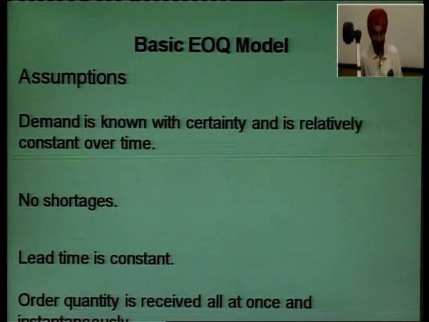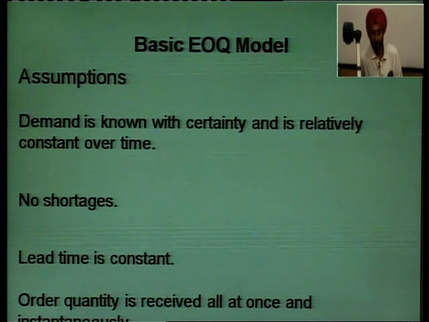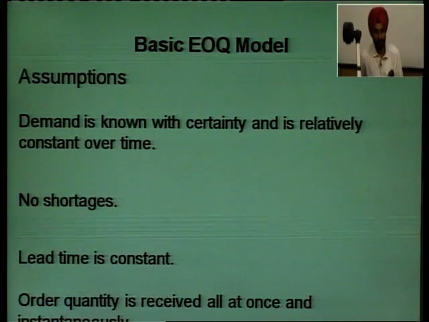In that case we will proceed with some assumptions: demand is known with certainty and remains constant over time, and at this time we are not taking into account any shortages. Lead time is constant, I will come to the lead time later on. Then order quantity is received all at once and instantaneously. That is a very important point here: whatever amount we order, we receive all of it at once. For example, let's say we have ordered 500 units, so we will receive all those 500 units only at that instant. Now let us look how.